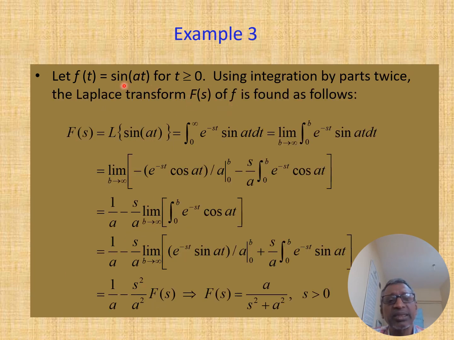Next example is f of t is equal to sin at. In a similar manner, you can calculate by using the definition, the integral of e power minus st times f of t dt, where f of t is nothing but sin at. You just do the integration, using integration by parts, and ultimately by applying the limits, it reduces to a by s square plus a square, where s is greater than 0.